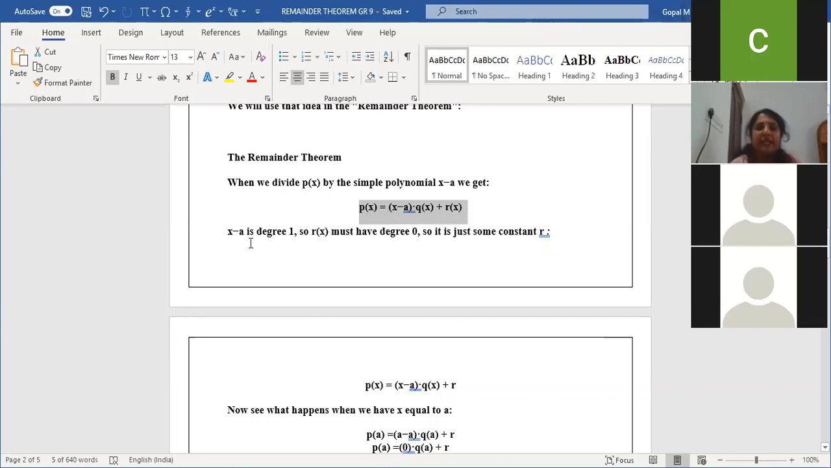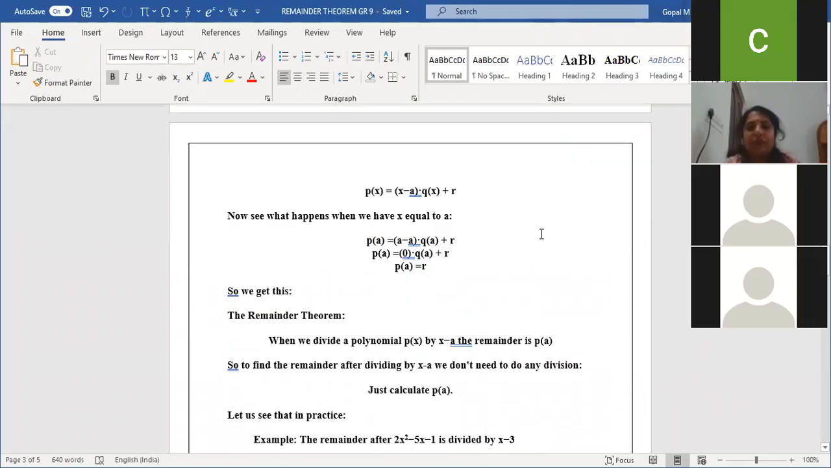So x minus a is degree 1 here, so R of x must have degree 0. Am I clear, children? So you only get a constant value R. That's the meaning. Am I clear till there? Yes, ma'am.